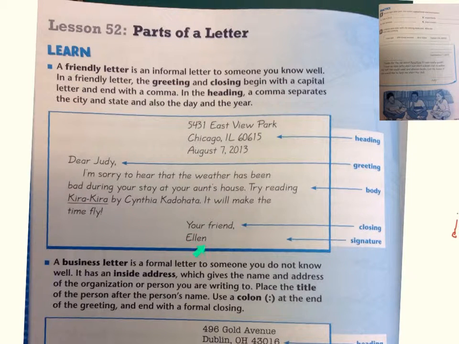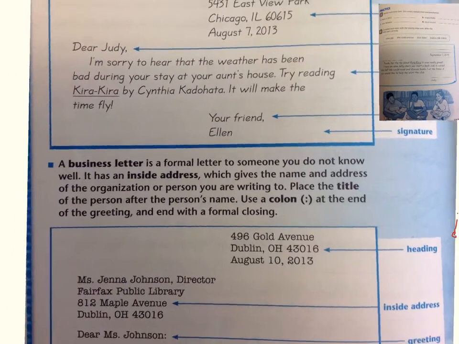This is an example of a friendly letter, your friend. So your heading here is the street address. You have the city, state, zip code, and then you have the date that it's written. Here, the greeting is Dear Judy. That's your greeting that it's talking about. The body of the letter is the actual writing part, and then your closing, of course, is Your friend, because it's a friendly letter, and then your signature. All right, this is really good to know for any time you want to write a letter to a friend.